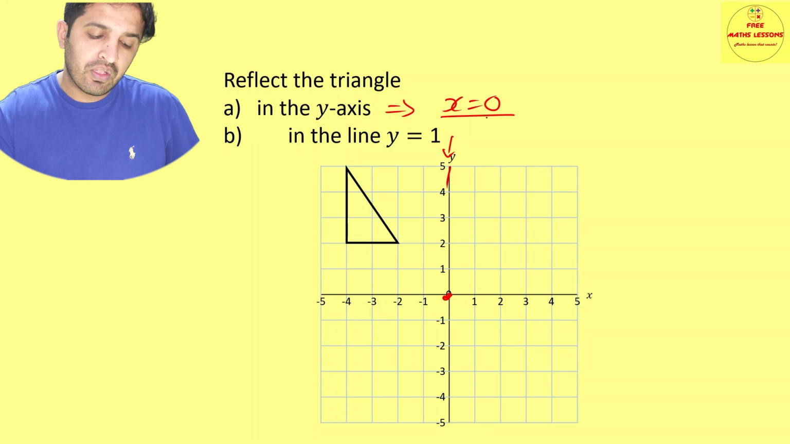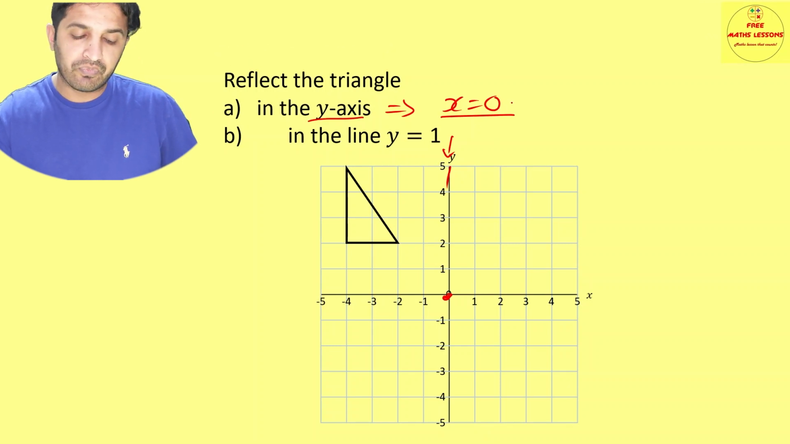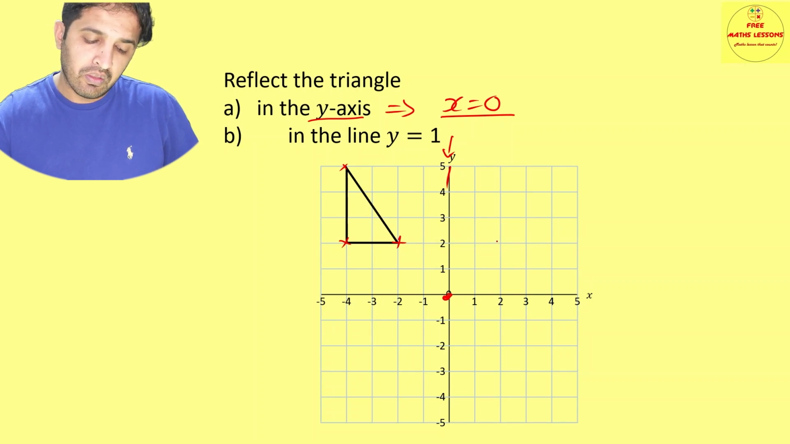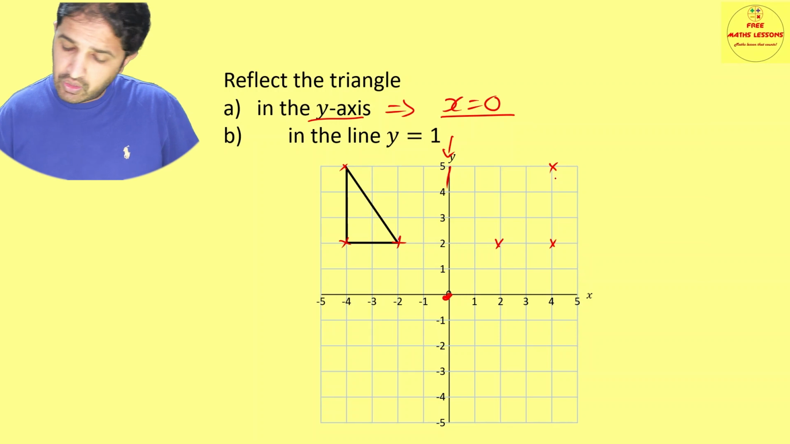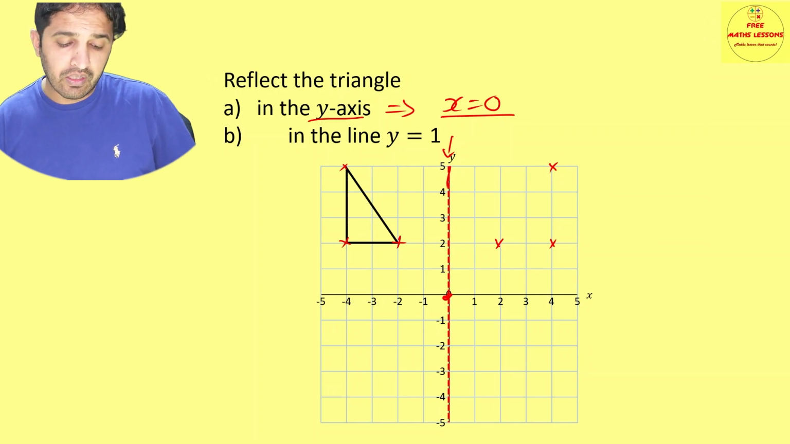So there are two different ways you can write this: y-axis or line x equal to 0. When you reflect it, mark each point, each coordinate, and it needs to be exactly the same distance away from the y-axis. So 2 and 4, and that would be 4 as well. When you draw the triangle, this is what the triangle looks like.